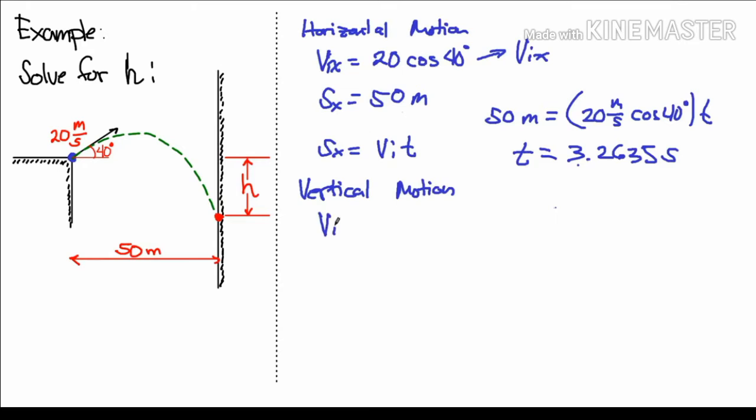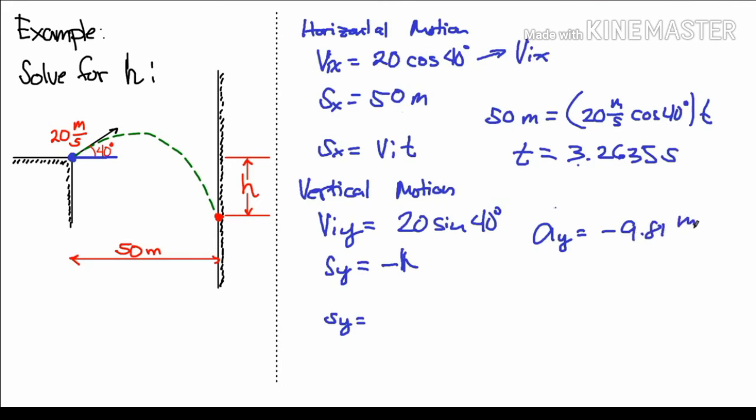The initial velocity in y is equal to 20 sine 40. So Sy is equal to negative h. Negative h because the motion is going downwards from the starting position. We have a negative y, and of course we have positive y. By the way, there is an acceleration on the y, which is negative 9.8 meters per second squared. It would be positive if the gravity were upward, but the gravity is downward, so negative.